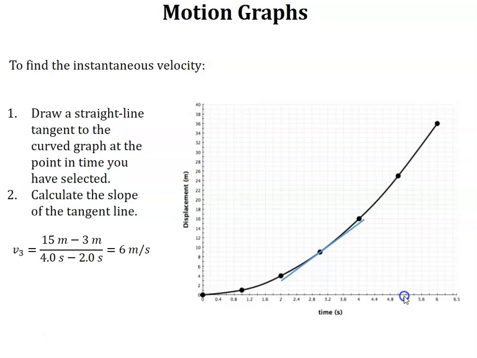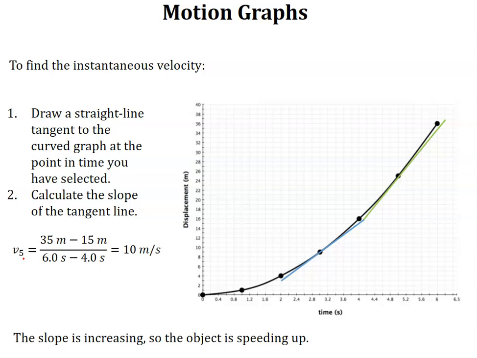point we've selected. So in this case, we are looking at 3 seconds. And then we're going to calculate the slope of the tangent line. So here I have v sub 3. That's just saying that's my velocity at 3 seconds. So I pick 2 points, and I can calculate. And at t equals 3 seconds, my velocity is 6 meters per second.